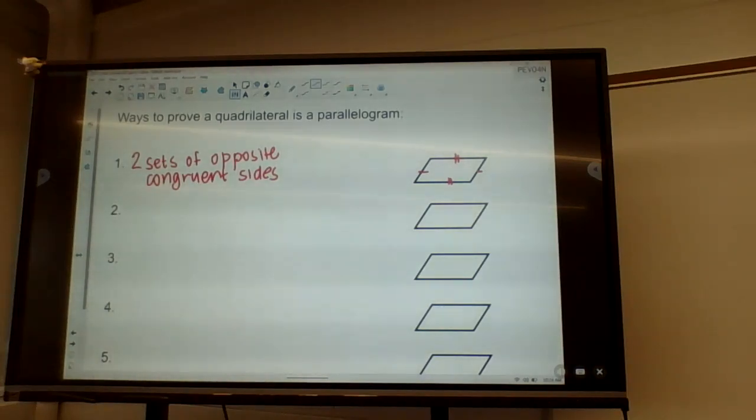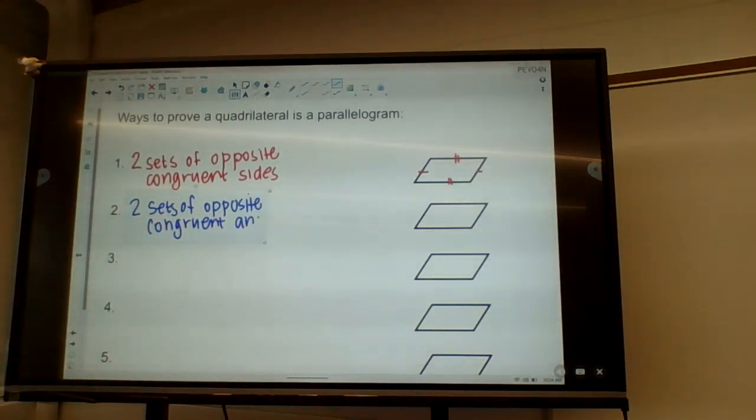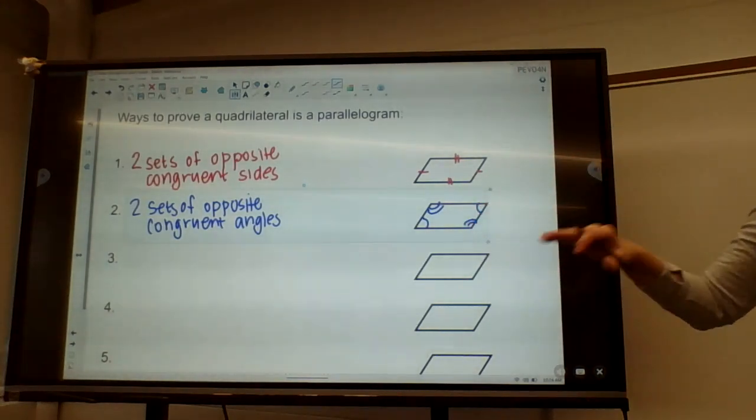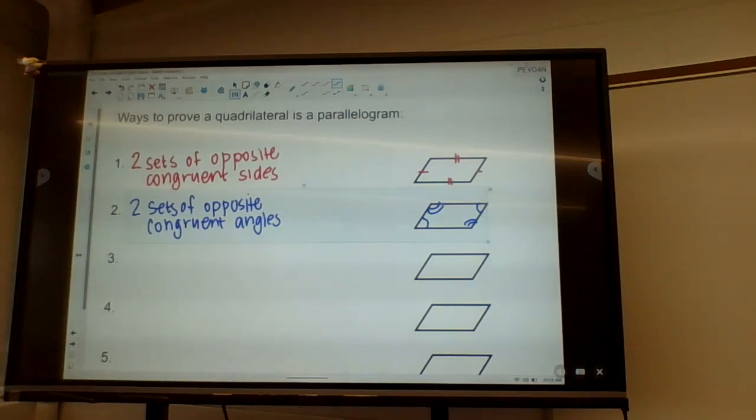Somebody else give me something else. Yeah. So the opposite angles, yeah, so 2 sets of opposite congruent angles. Good. So again, if I draw you any shape and show you that, you can see already that's a parallelogram. It has to be.